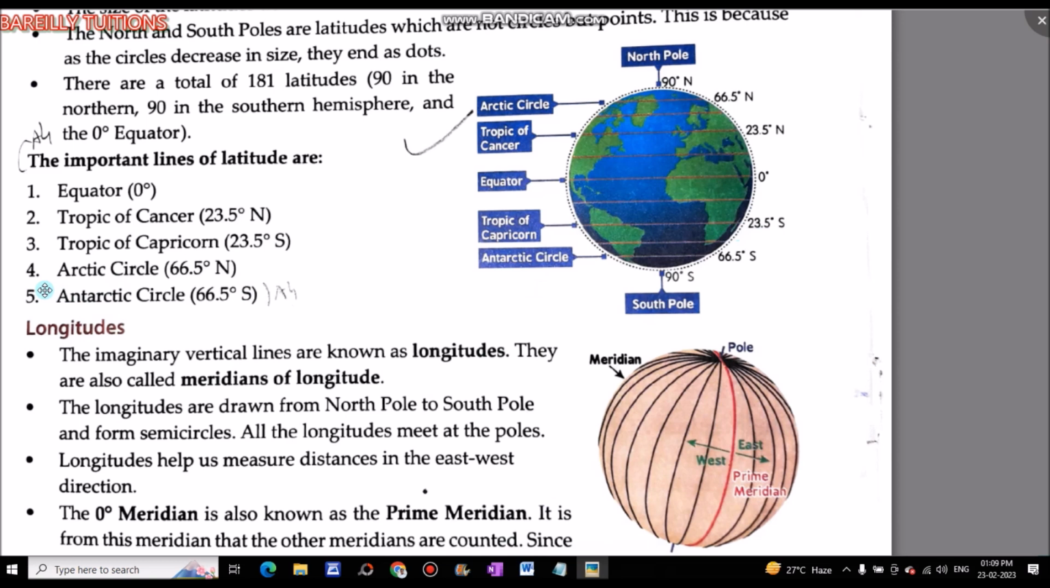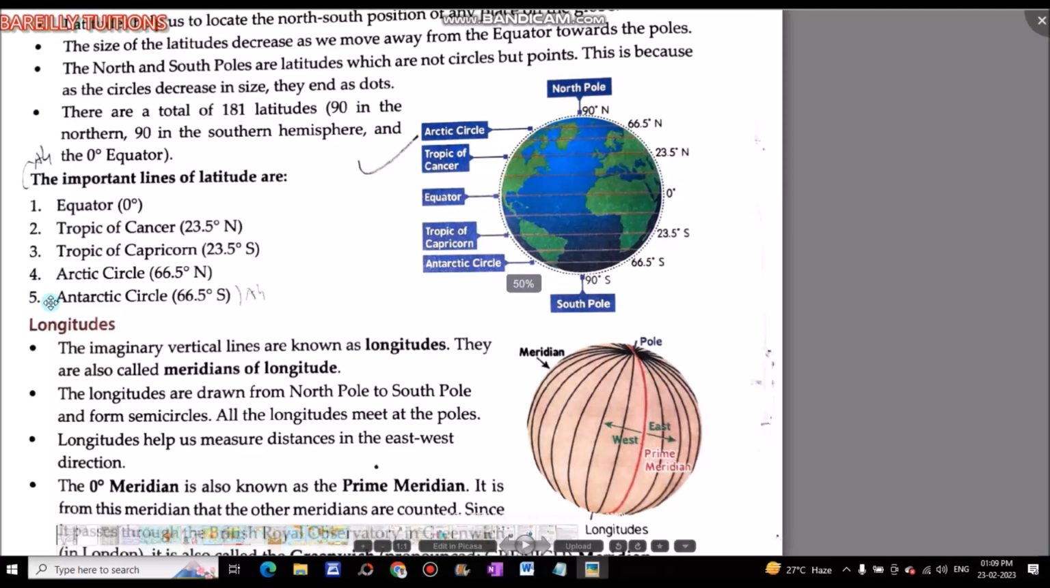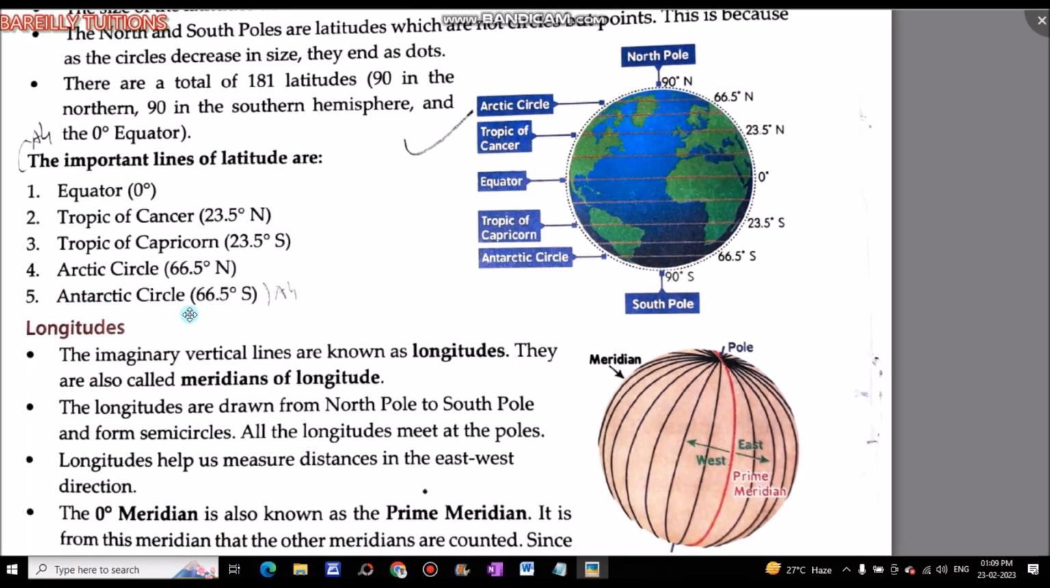Fourth is Arctic Circle, 66.5 degree north. And last is Antarctic Circle. This is 66.5 degree south, Antarctic Circle. And North Pole and South Pole, 90 degree north, and South Pole is 90 degree south.